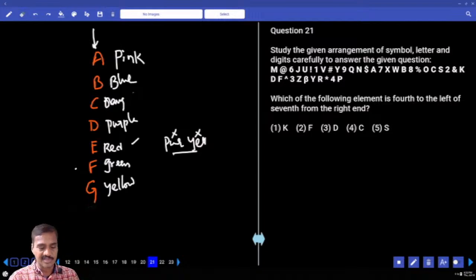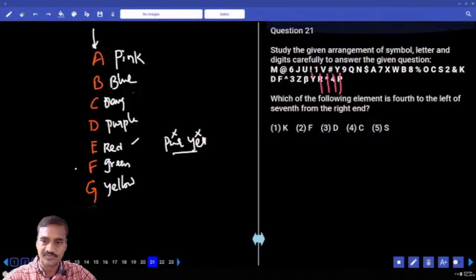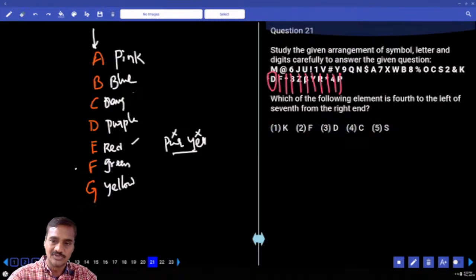Okay. Then coming back to question numbers 21 onwards. What do they come under? Definitely under the first priority, sequence. Tell me, which of the following is 4th to the left of 7th from the right hand? 4th from left hand, 7th from right hand. 4 plus 7 is 11. 11th from the right. Start: 1 2 3 4 5 6 7 8 9 10 11. What is your answer? D.